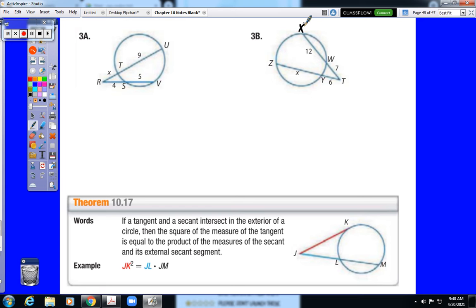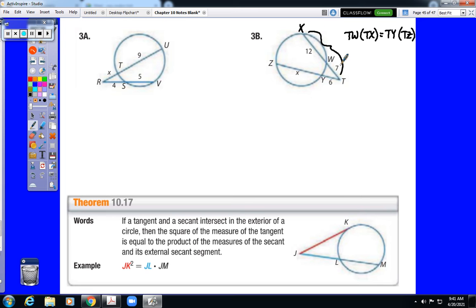All right, so on 3B, again, we're going to do outside portion, TW, times the entire length, TX, equals outside portion, TY, times the entire length, TZ. Now again, we should have already thought to ourselves, well, 12 plus 7, that's 19 for the entire length, and x plus 6 is the entire length for ZT. So in our equation, we have 7 times 19 equals 6 times x plus 6.